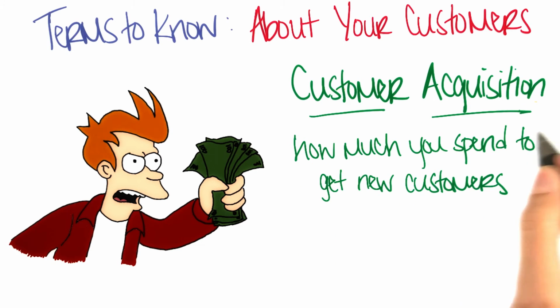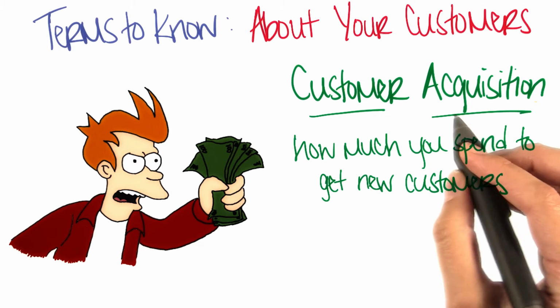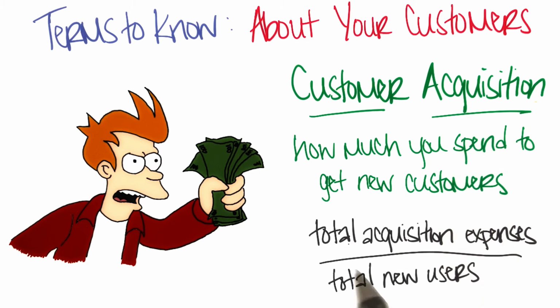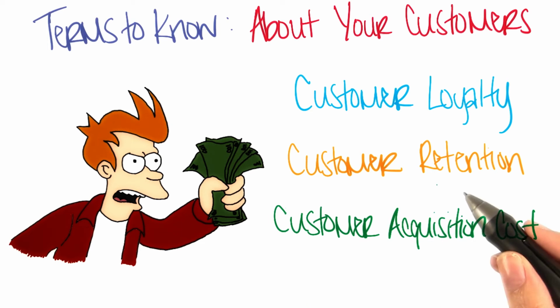Customer acquisition cost, as the name implies, is how much you spend to acquire new users. You can calculate customer acquisition cost by taking the total acquisition expenses and dividing by the total number of new users in a given period. Now, what constitutes good for each of these metrics is really up to you. Obviously, a 100% customer retention percentage would be ideal, but it's also not very likely.